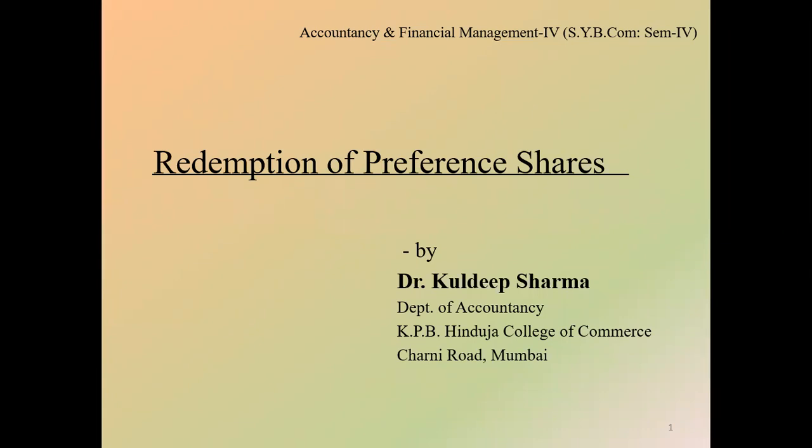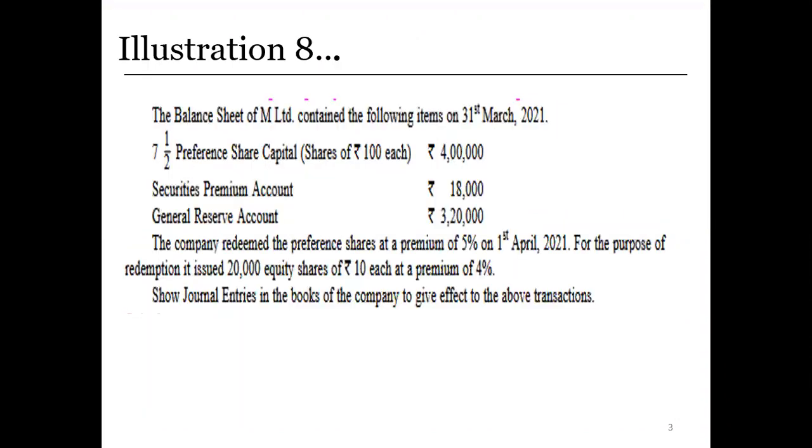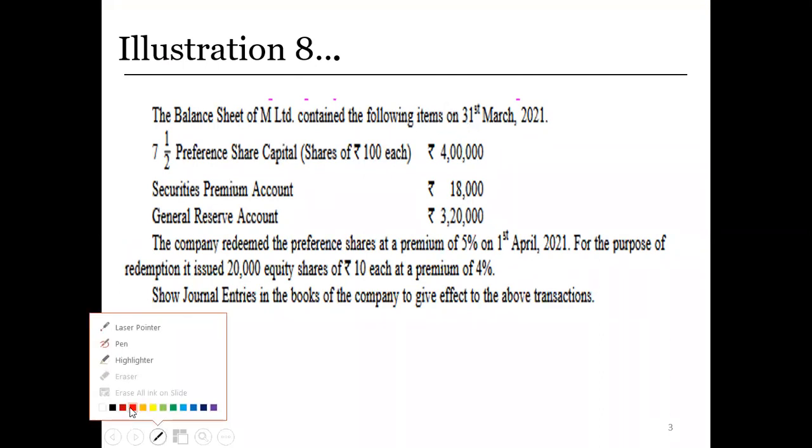Today we are going to do a practical problem, and one home assignment will also be given to you. Problem number 8 goes like this. The balance sheet of M Limited contains the following items on 31st March 2021.